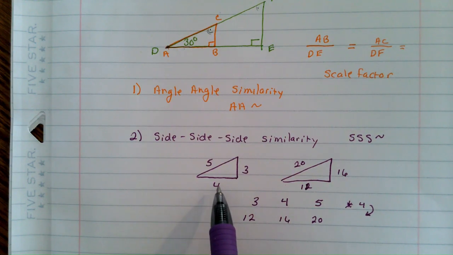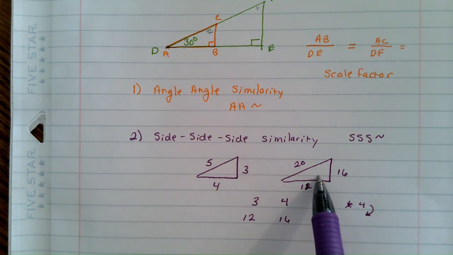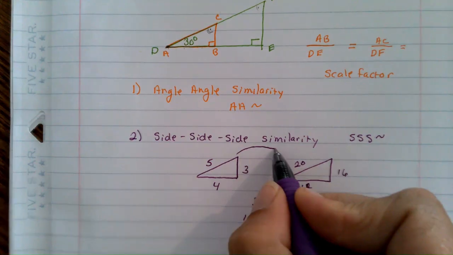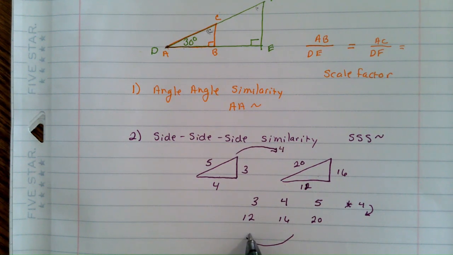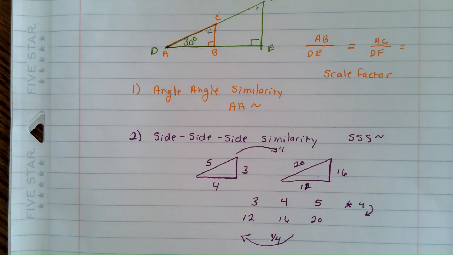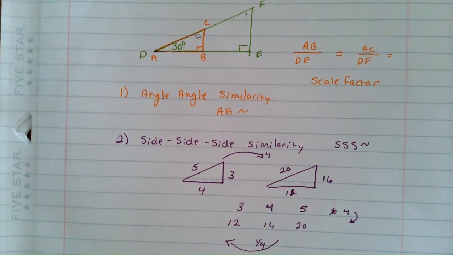It depends on which one, like this to this, going bigger, your scale factor is 4. Going smaller, your scale factor is 1/4. So just keep in mind which way you're going. But that would be a side, side, side similarity if you could prove that all 3 parts of the triangle had the same ratio. Okay. Your other option is side angle side similarity. Okay.